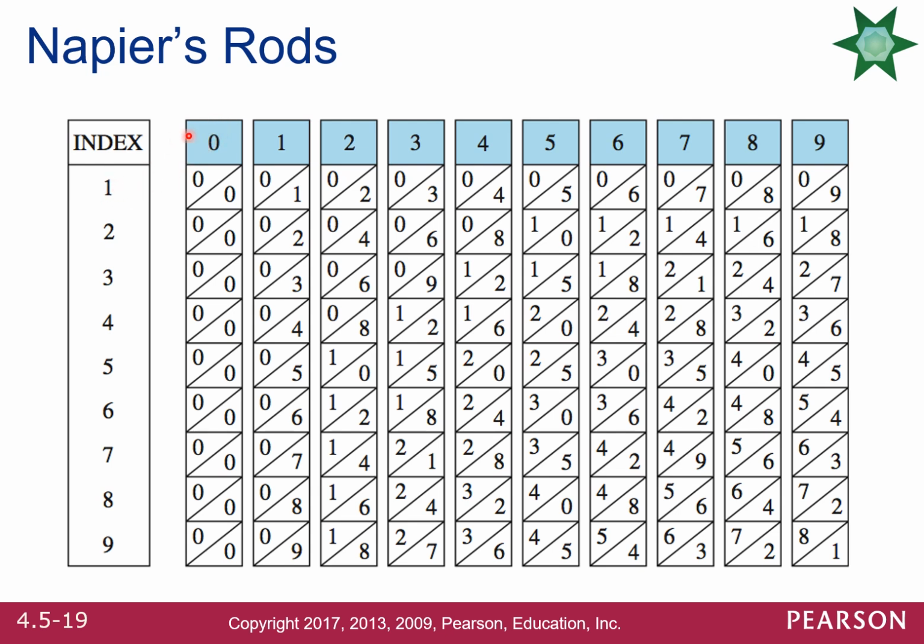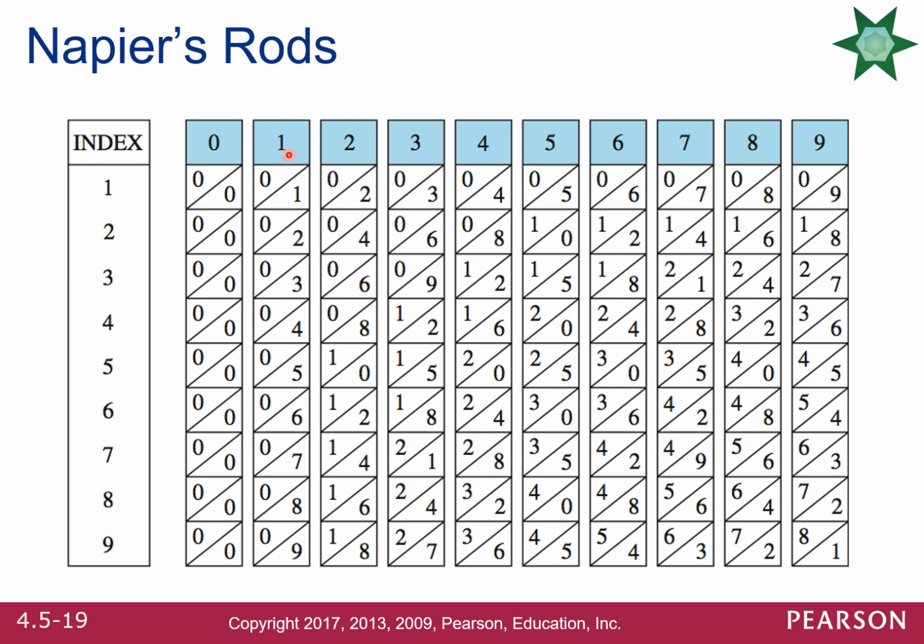So 1 times 0 is 0. So 0 is represented as two digits here, 0 and 0. One 0 goes on top of the diagonal and the other one goes at the bottom. Likewise, 2 times 0 is also 0, so we have 0 and 0 above and below the diagonal. All these index values when multiplied by 0 will have an answer of 0, correct? So that's why you see zeros all through the first column.